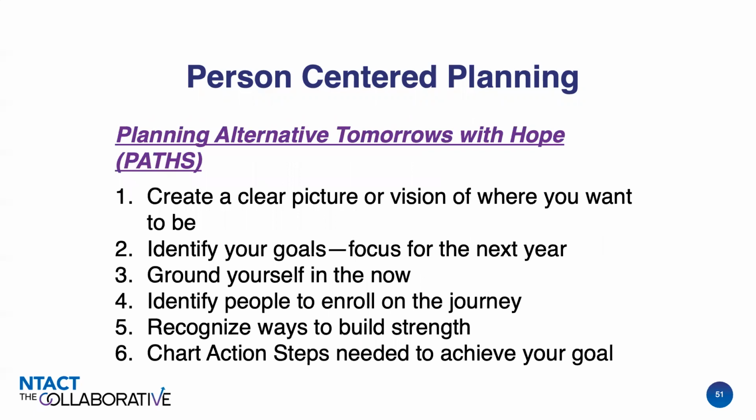Another version of person-centered planning is PATHS, Planning Alternative Tomorrows with Hope. It's a creative planning tool that consists of six steps: creating a clear picture or vision of where you want to be, identify your goals, focus for the next year, ground yourself in the now, identify people to enroll on the journey, recognize ways to build strength, and chart action steps needed to achieve your goals.